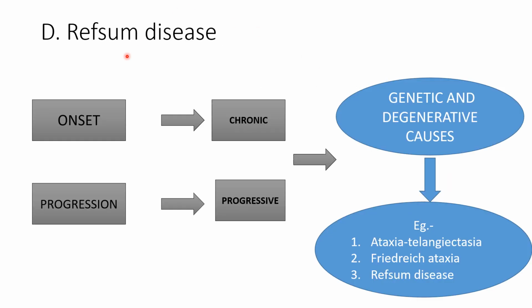Now about option D, Refsum disease. It is a genetic and degenerative cause of cerebellum involvement. Onset will be chronic and it is progressive. Similar to ataxia telangiectasia and Friedreich ataxia, Refsum disease is a degenerative cause of cerebellum involvement.